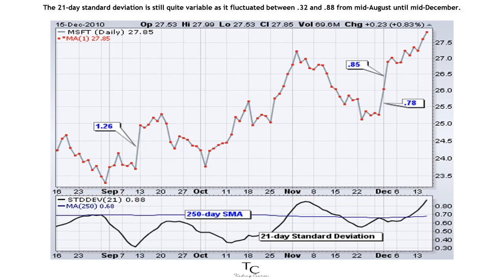The 21-day standard deviation is still quite variable as it fluctuated between 0.32 and 0.88 from mid-August until mid-December. A 250-day moving average can be applied to smooth the indicator and find an average, which is around 68 cents. Price moves larger than 68 cents were greater than the 250-day SMA of the 21-day standard deviation. These above-average price movements indicate heightened interest that could foreshadow a trend change or mark a breakout.